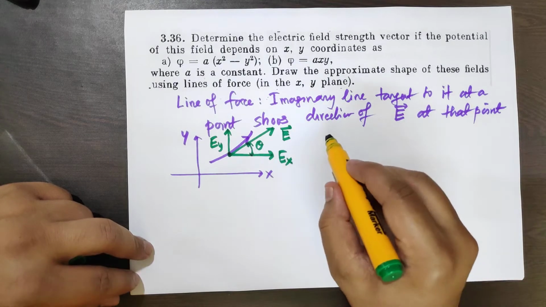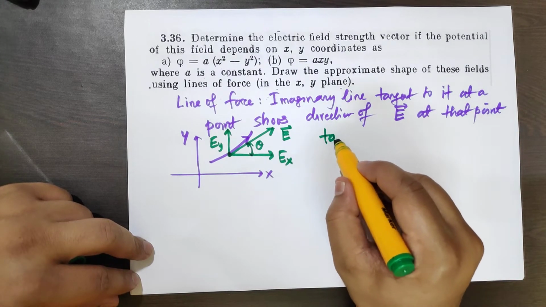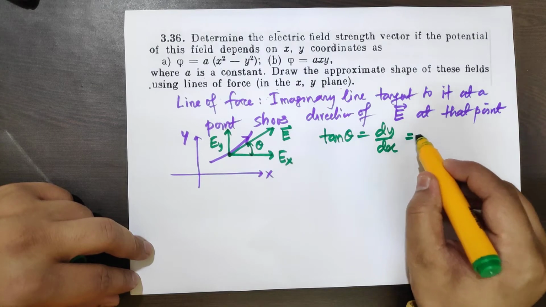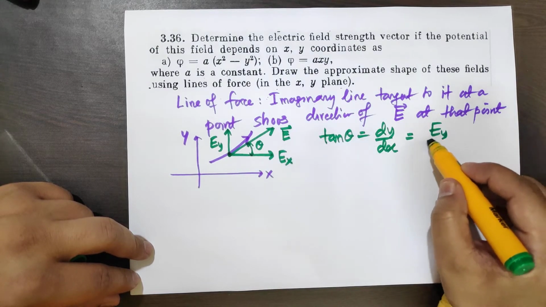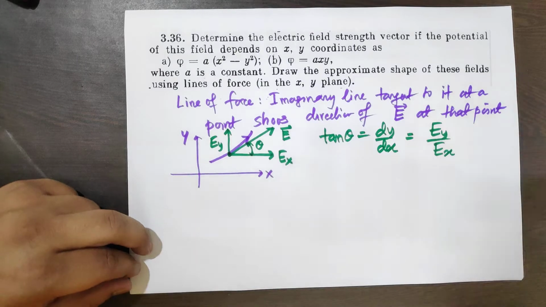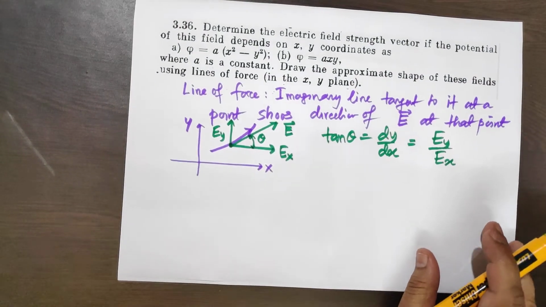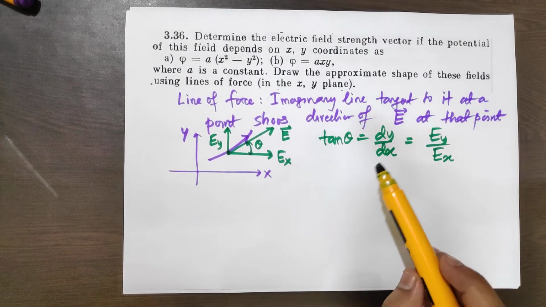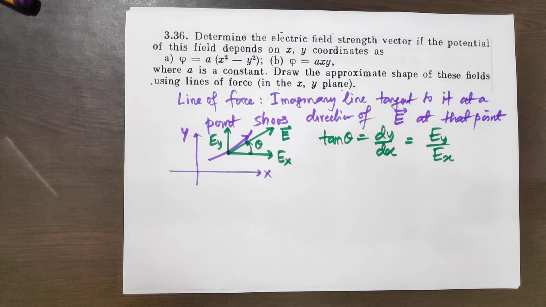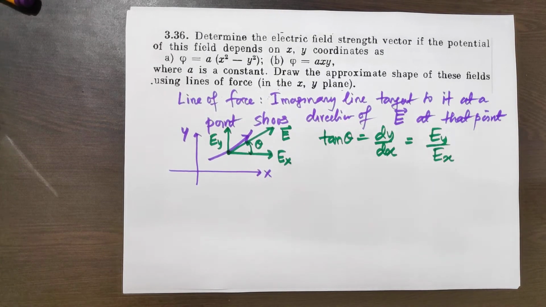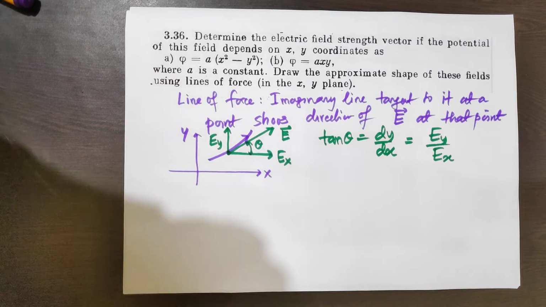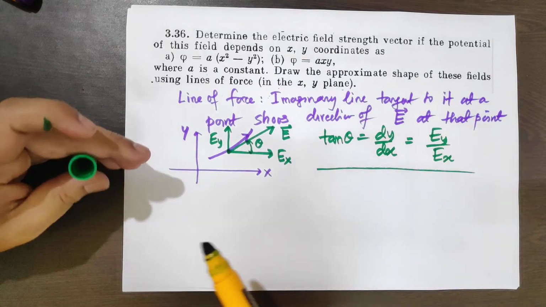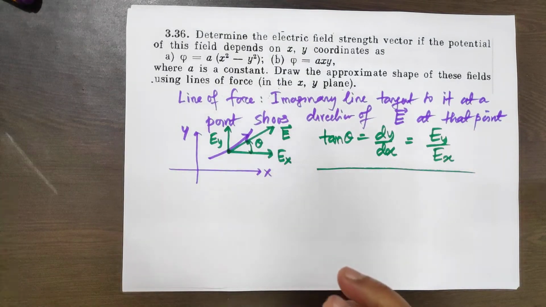Okay, so tan of theta equal to dy by dx, it should be equal to Ey by Ex. So by this equation you get the family of the curves, these lines of force. It's not only a single line, it's a family of lines. Okay, so this is the way to find it out, by the slope. So let's look at this.